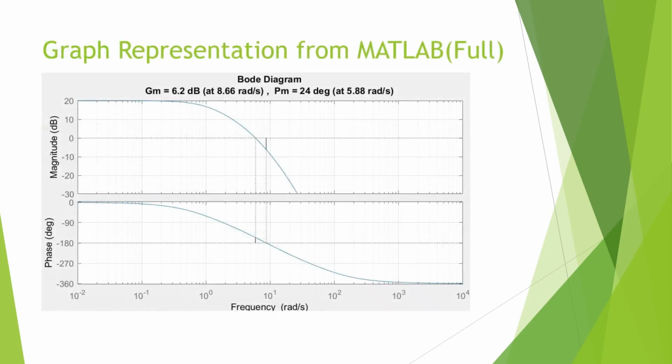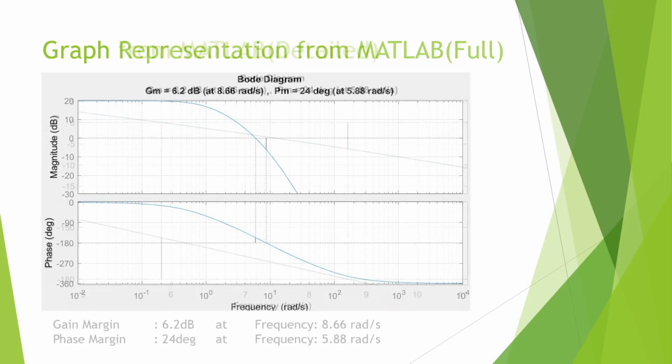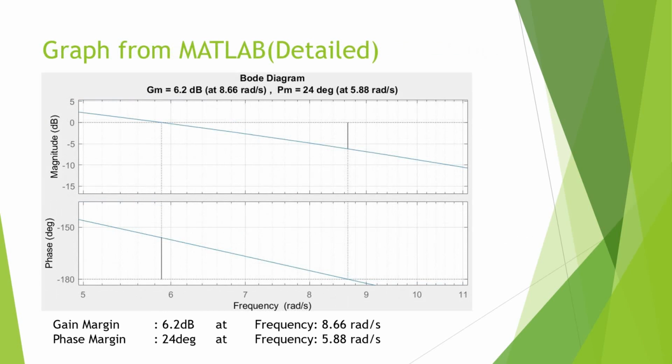This is the graph representation by MATLAB, which clearly shows the magnitude and the phase graph. When we zoom into the graph, we can clearly see a gain margin of 6.2 dB at a frequency of 8.66 radian per second, and a phase margin of 24 degrees at a frequency of 5.88 radian per second.